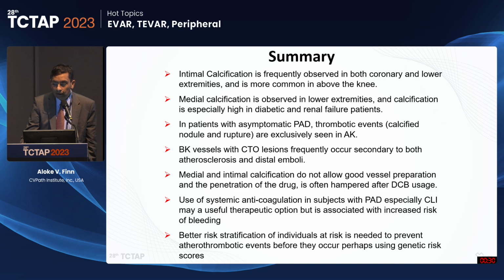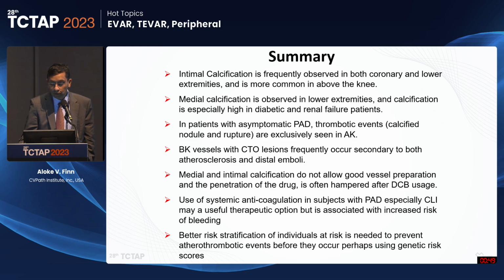So in summary, intimal calcification is frequently observed in both coronary and lower extremity arteries, and is more common above the knee. Medial calcification is also observed, and is higher in diabetic patients and those with renal failure. And in patients with symptomatic PAD, thrombotic events are essentially seen above the knee and are thought to be embolized.